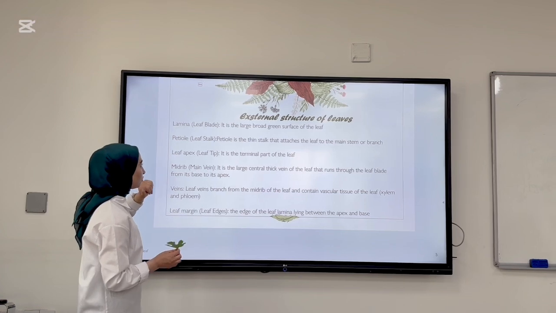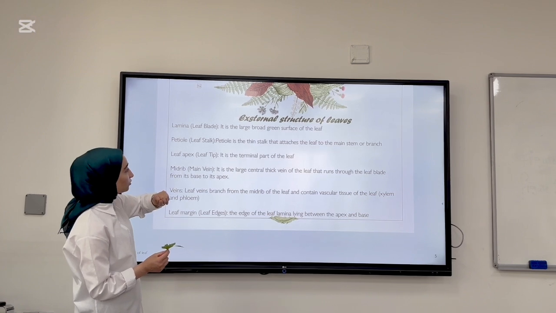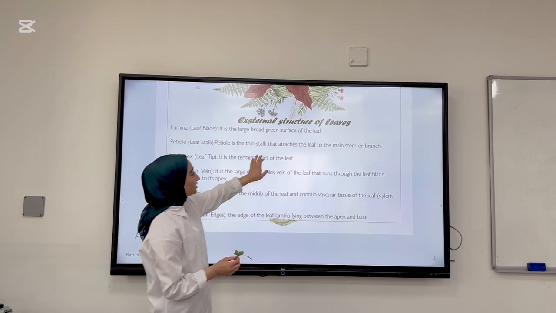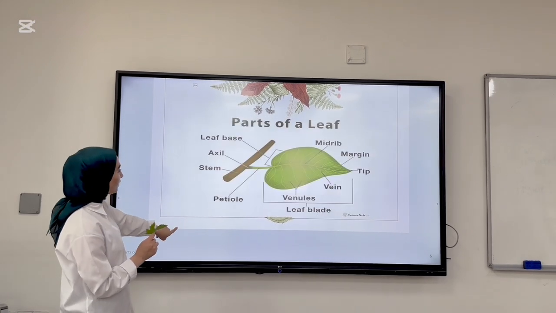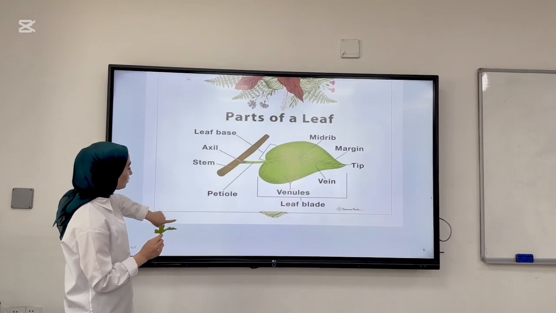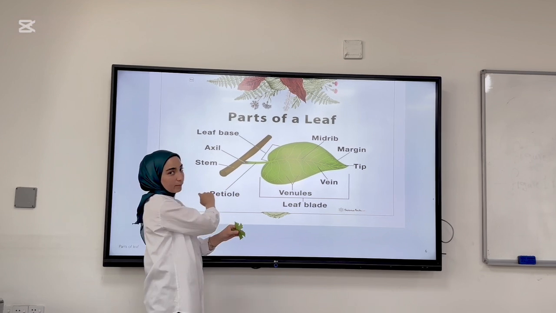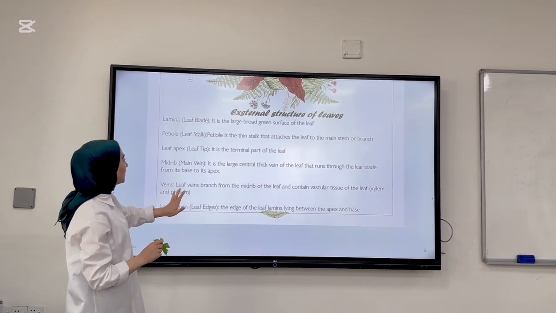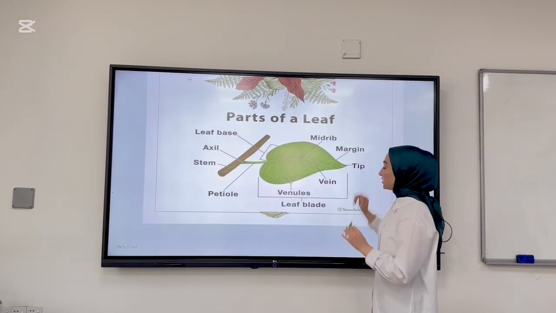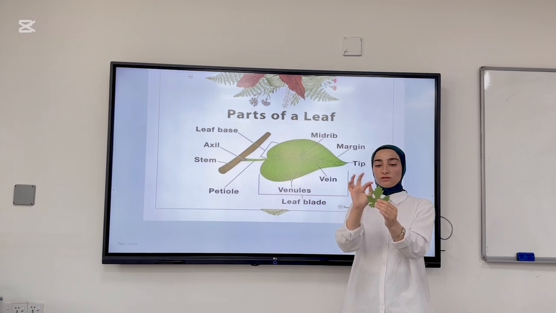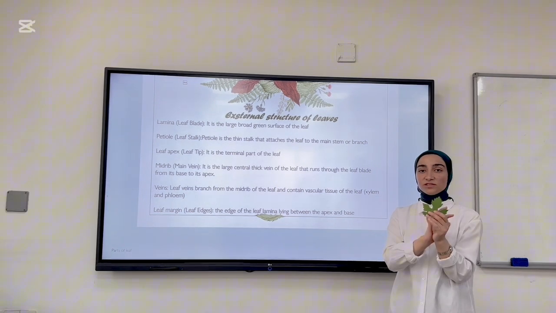And then we have the petiole, or we can say leaf stalk. The petiole is the thin stalk that attaches the leaf to the main stem or branch. Here we have the petiole. As you can see, this is attached to the main stem. And also we have the leaf apex, or we can say leaf tip. This is the apex or the tip. It is the terminal part of the leaf.